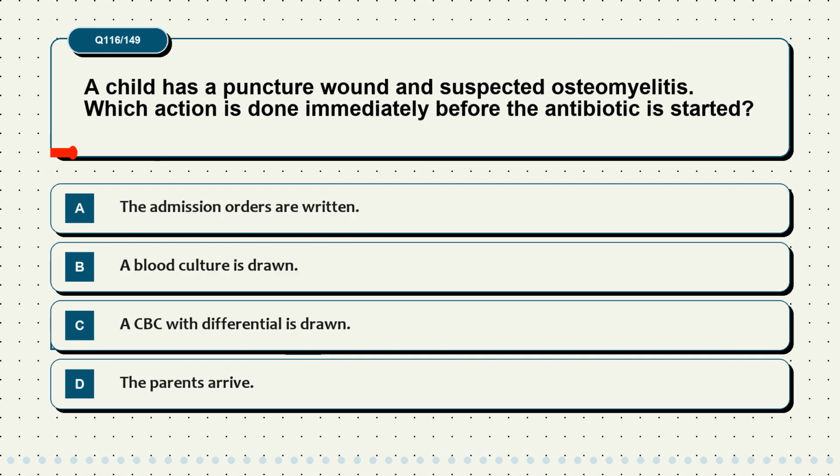Question 116. A child has a puncture wound and suspected osteomyelitis. Which action is done immediately before the antibiotic is started? Here are the options. Option A. The admission orders are written. Option B. A blood culture is drawn. Option C. A CBC with differential is drawn. Option D. The parents arrive.